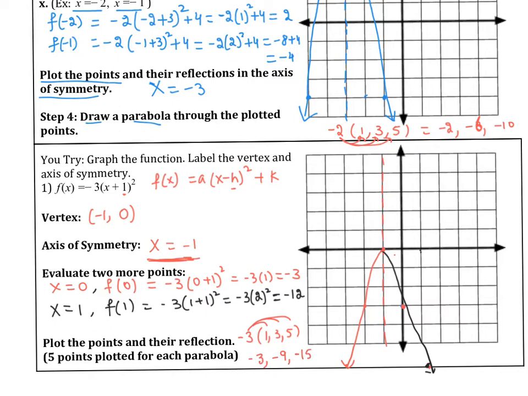So you're going to start from the vertex, and you're going to go down 3, down 9, down 15, and that's going to be your graph. Remember, the pattern is this one for the parent graph. If the a changes, then you're going to multiply the a in the front, and you're going to get a graph that is vertically stretched from the parent graph.